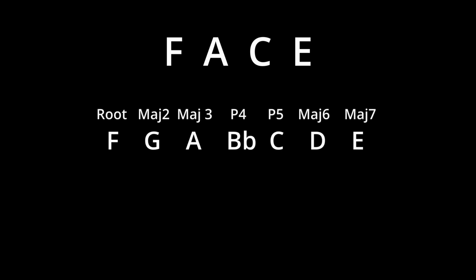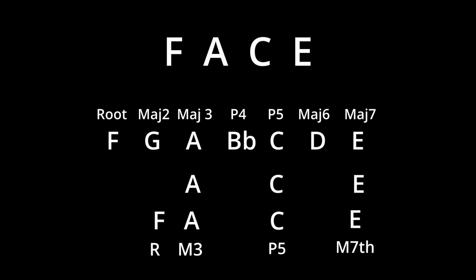Moving to the fourth degree of the C major scale, we see the notes F, A, C, and E. Looking at the F major scale, we find the intervals for these notes are F, the root, A, the major third, C, the perfect fifth, and E, the major seventh. These intervals give us the F major seventh chord.